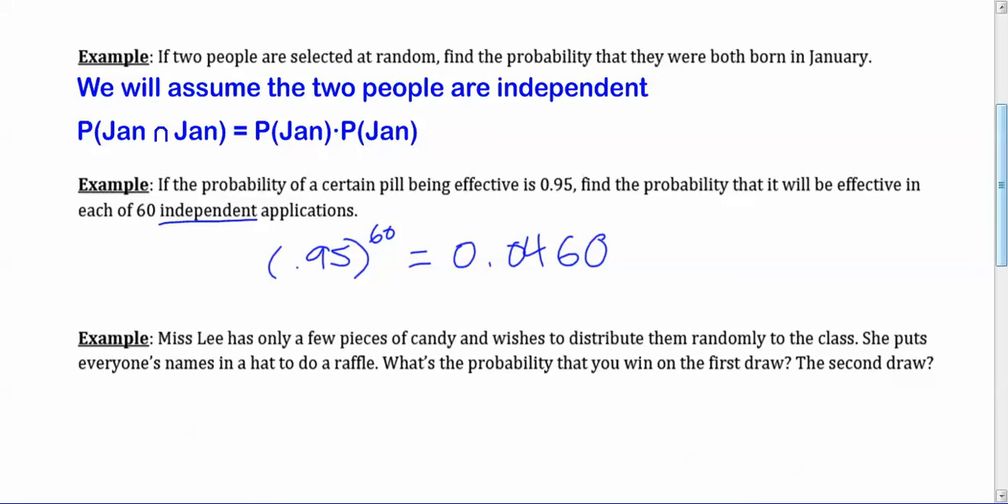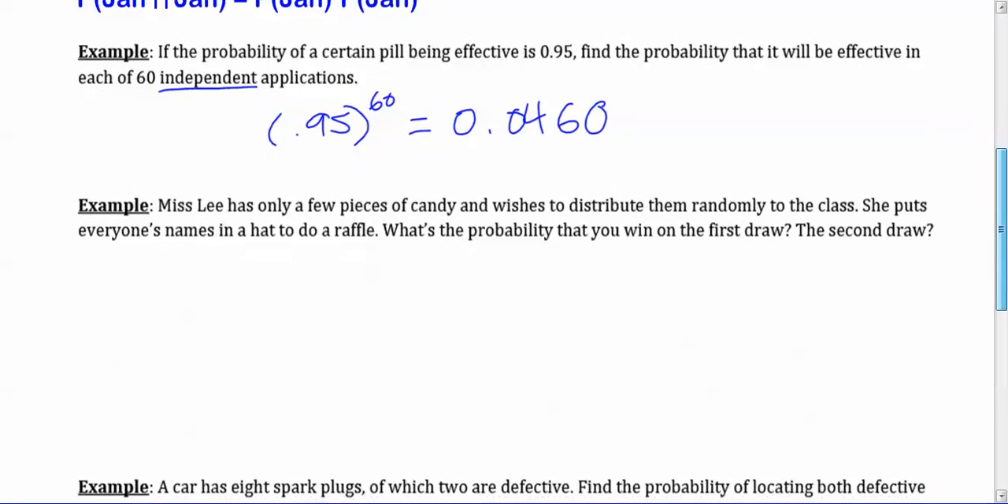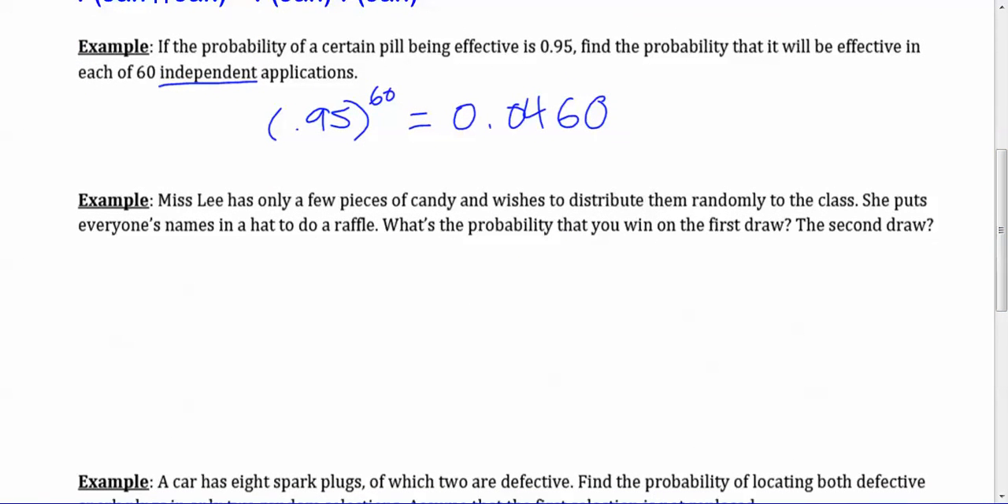Next example. Miss Lee has only a few pieces of candy and wishes to distribute them randomly to the class. She puts everyone's names in a hat to do a raffle. What's the probability that you will win on the first draw or the second draw?